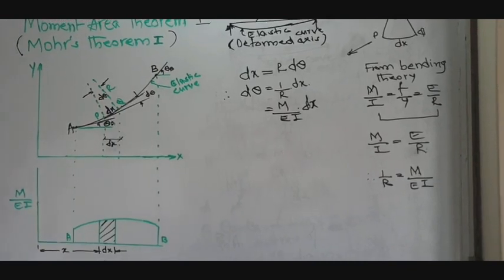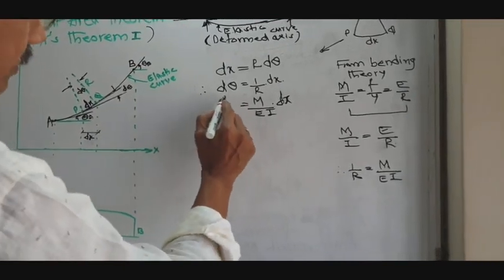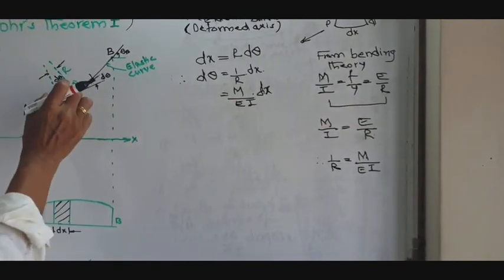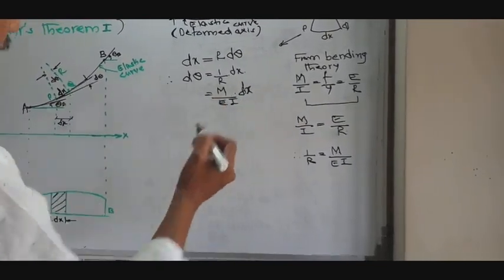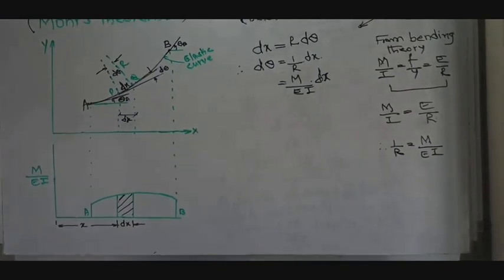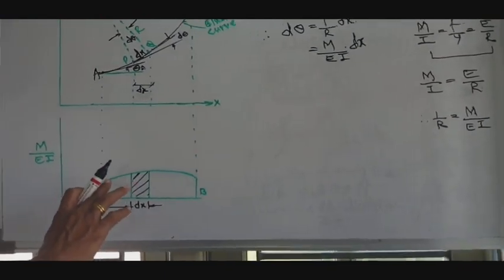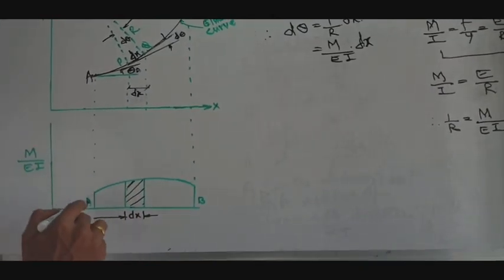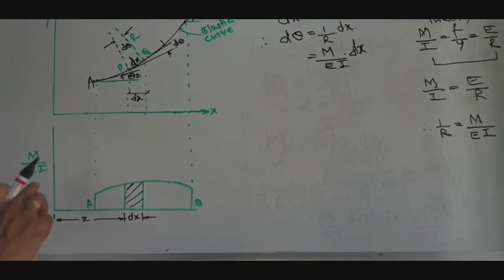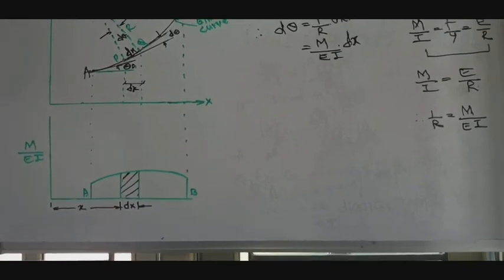limits A and B. Now you know that the change in slope, that is d theta, is nothing but the change in slope between these 2 points, which is given by M by EI into dx. Look at this now. This is called the M by EI diagram. What is the M by EI diagram? The bending moment divided by EI. Means each ordinate of the bending moment diagram will be divided by EI here, and this diagram we call the M by EI diagram.